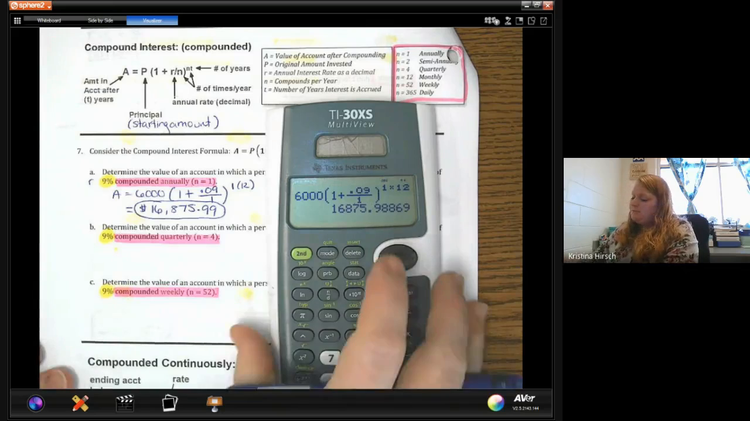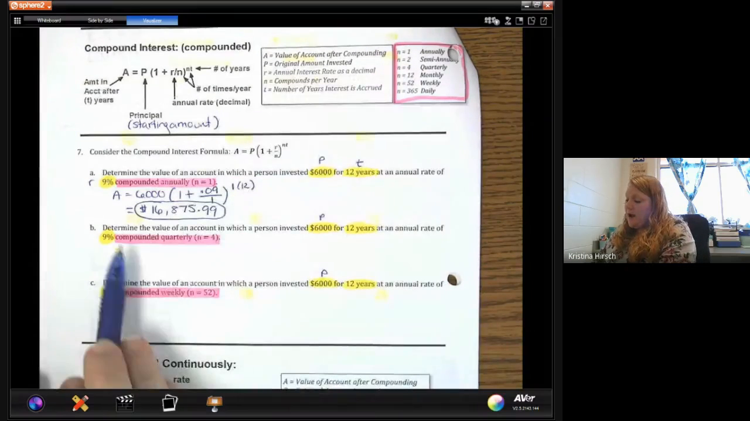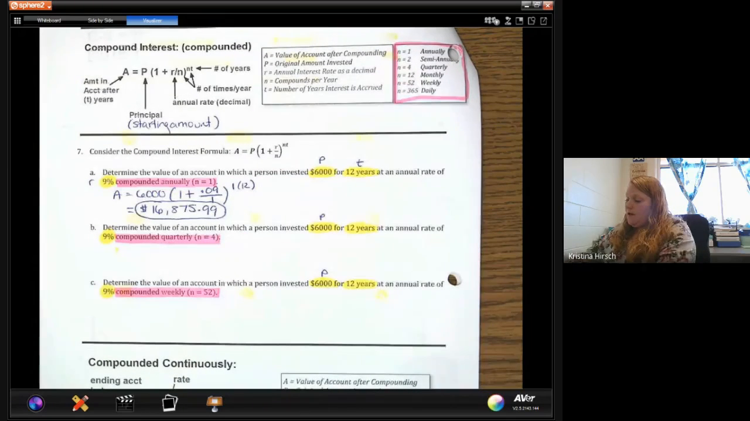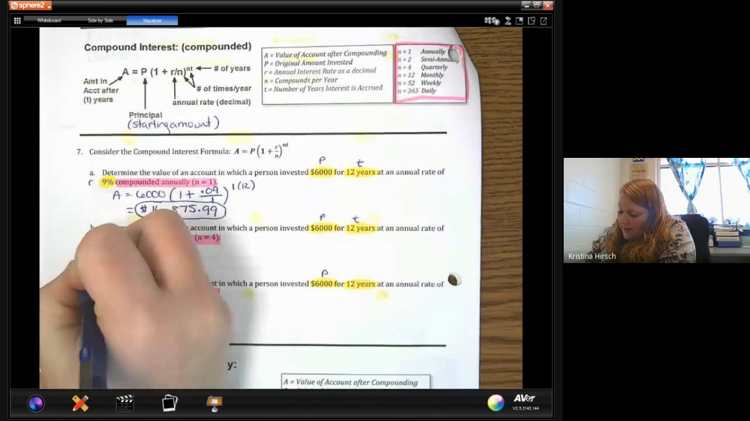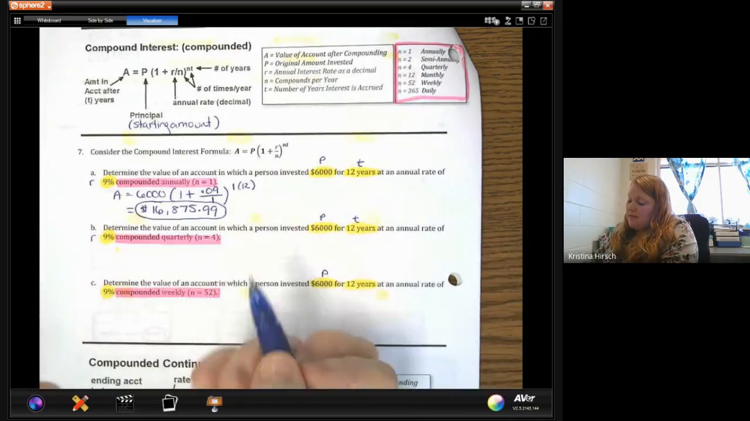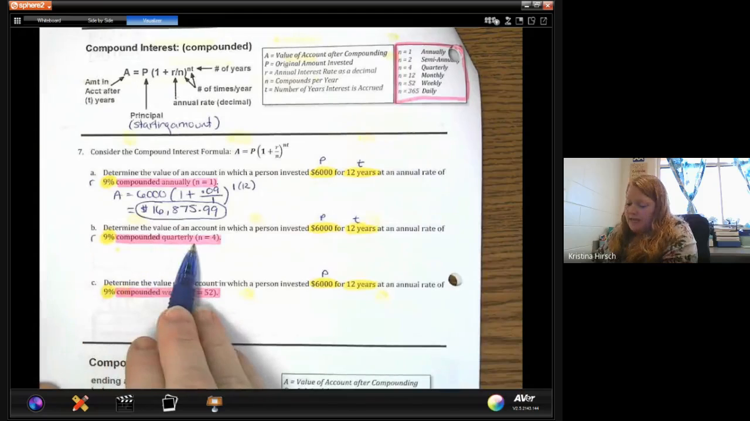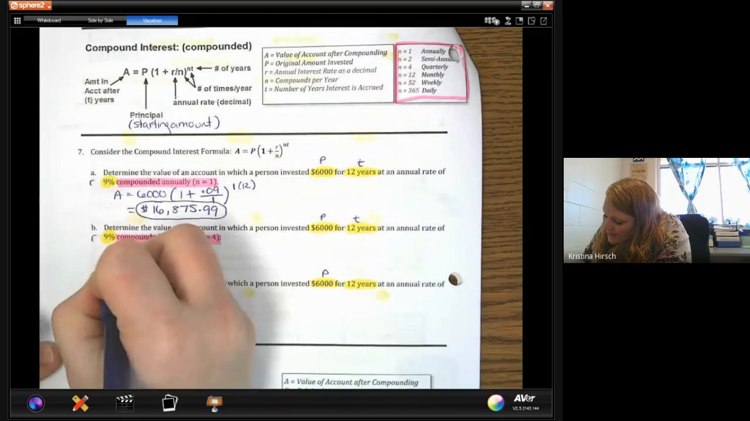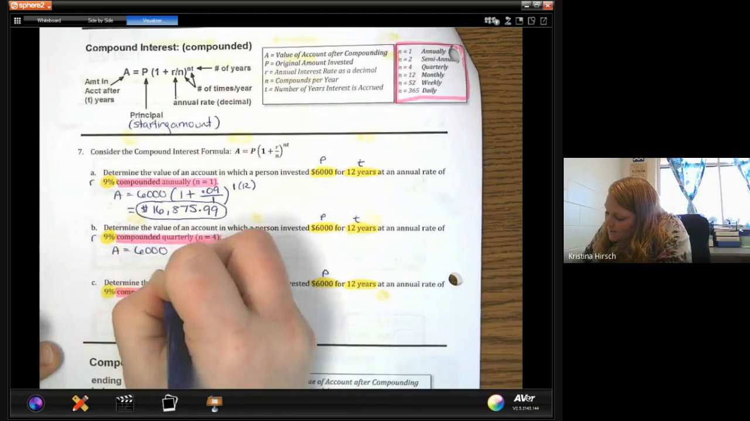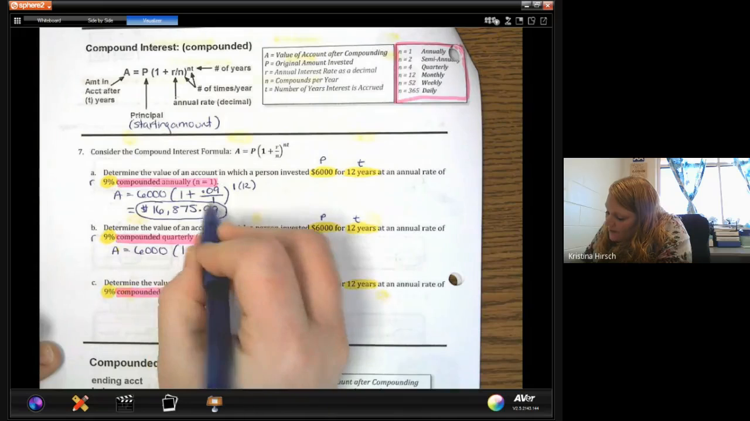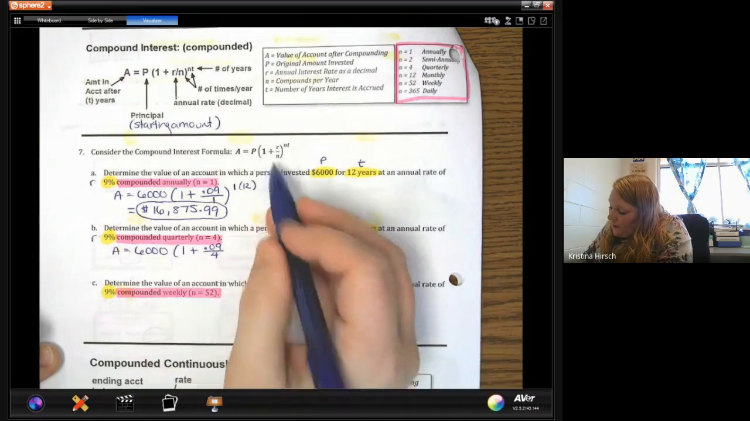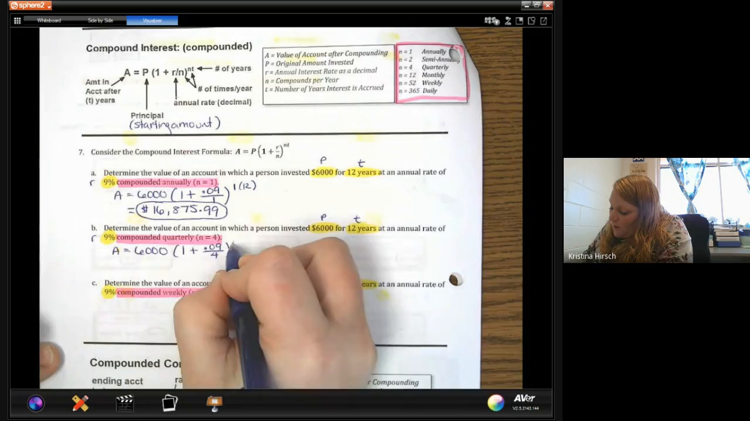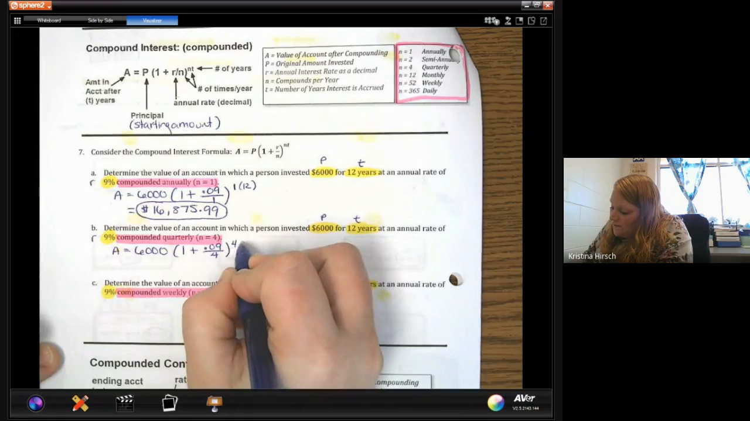All right, so if we look at the second problem, same thing, right? We have our principal, we know it's for 12 years, we know our rate's 9%, but this time it's compounded quarterly. So I'm going to set it up the exact same way, but instead of putting a 1 in the denominator, I'm going to put a 4 because n is 4. And then n is still 4, and then time is 12 years.